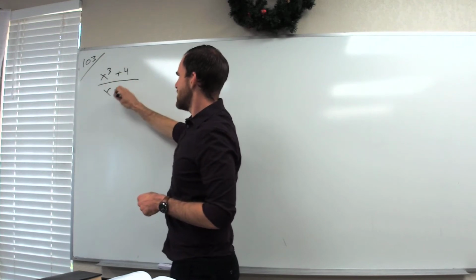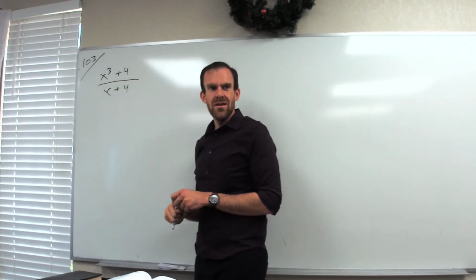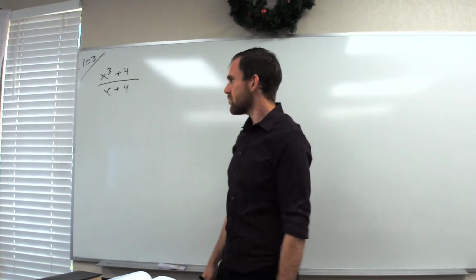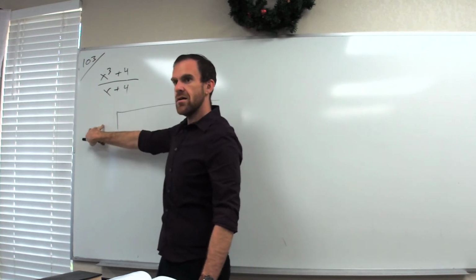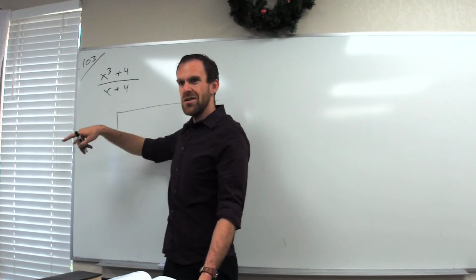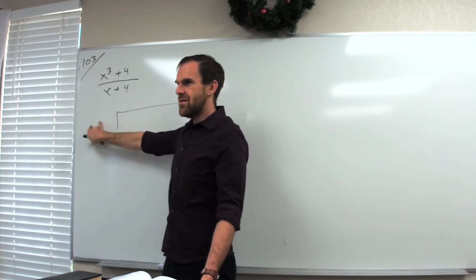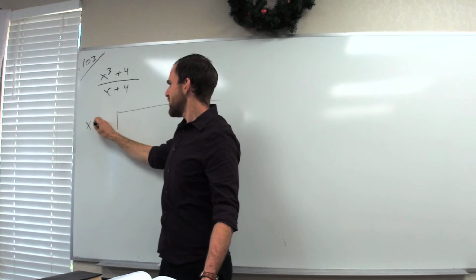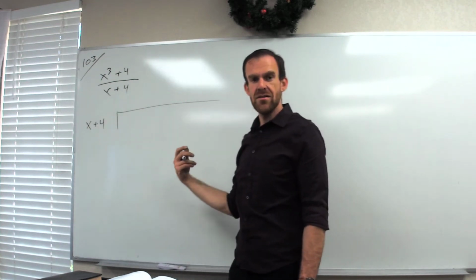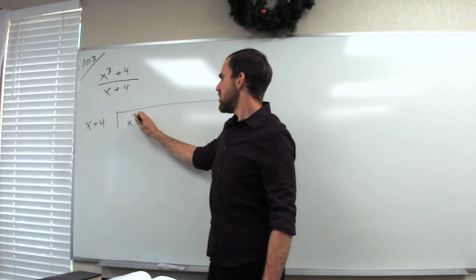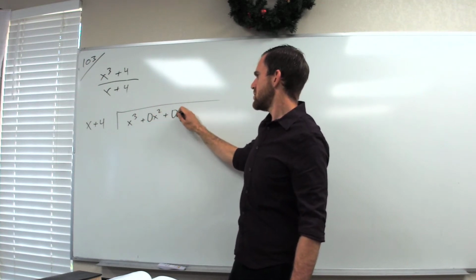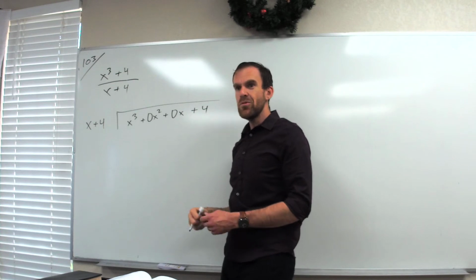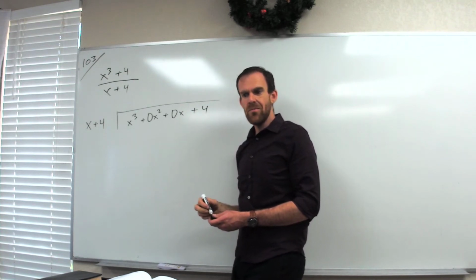Remember the good old days? Okay, how did we do this problem? We drew the little fraction bar. What do you write outside? X plus 4. Oh, only one person knows the answer to this? X plus 4. What do you write inside? X cubed plus 0x squared, plus 0x and plus 4. Only 2 people in the whole room know how to do this problem?